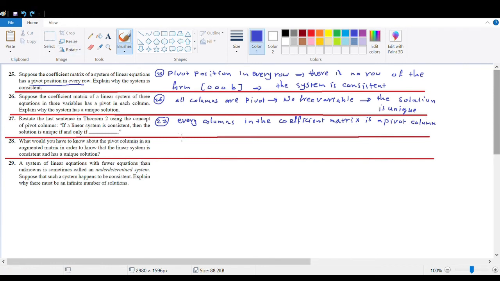Otherwise, we will have a free variable and we have infinitely many solutions.